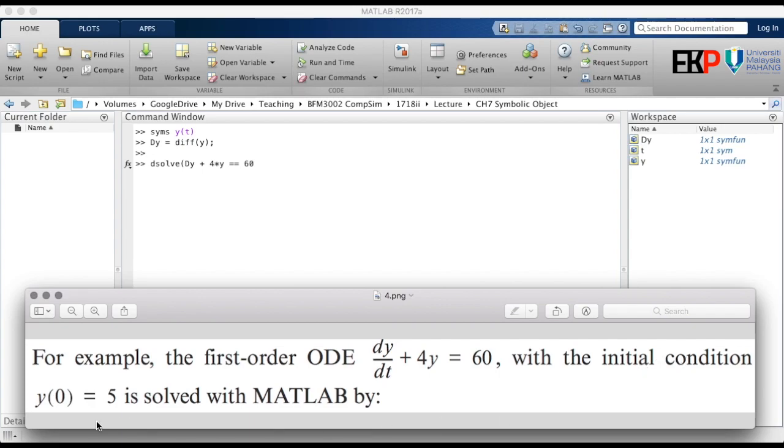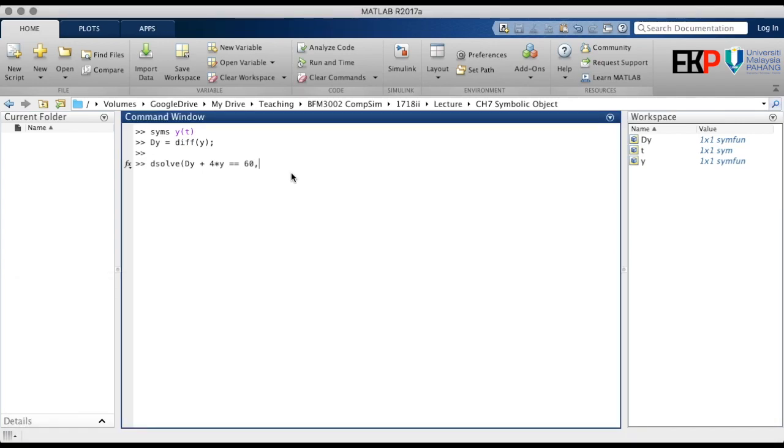And we need to include the initial condition of y(0) equals to 5 in order to get the particular solution for this ordinary differential equation. So we put a comma here and we say y(0) is equal to 5. Remember that we need to use the double equal sign here in both inputs to indicate that this value is actually equal and is not assigned to y(0). So when we press enter, we will get the particular solution of this differential equation, that is equal to 15 minus 10 of the exponent of minus 4 times t.